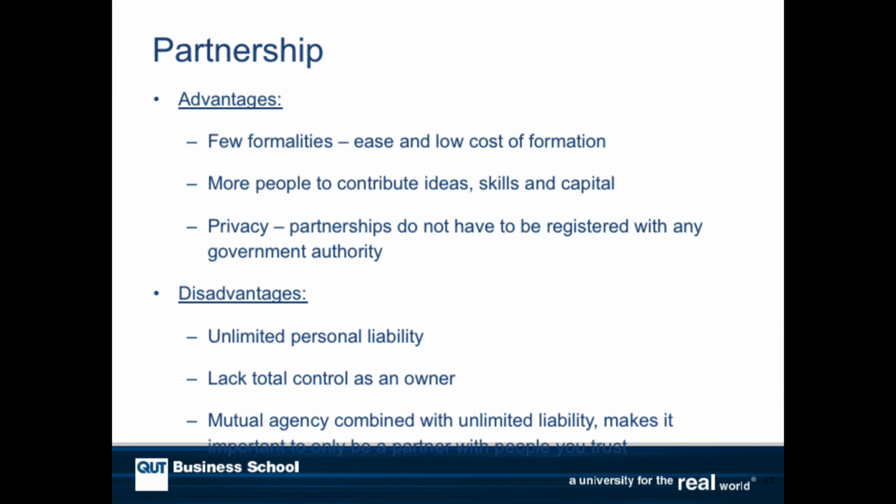However, there are big disadvantages. The key one is unlimited personal liability. Not only that, but having mutual agency means you need to only be partners with people you trust, because you're going to be liable for what they do. You also start to give up control in this type of structure.